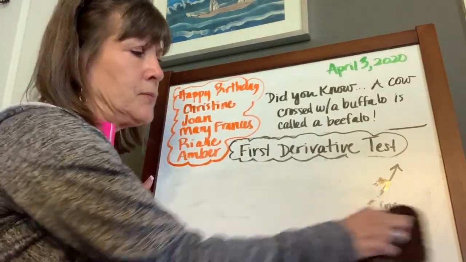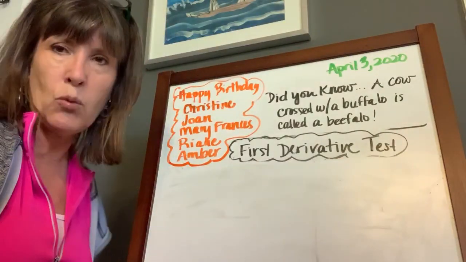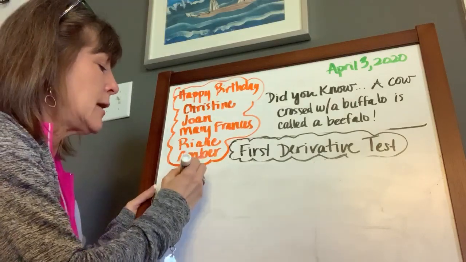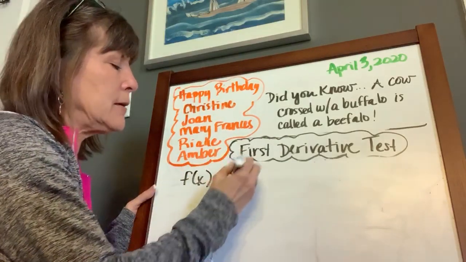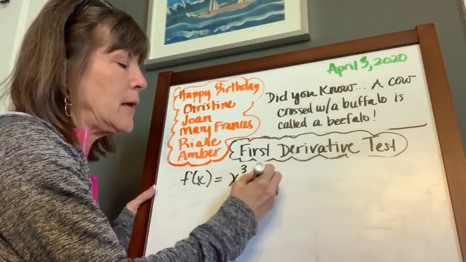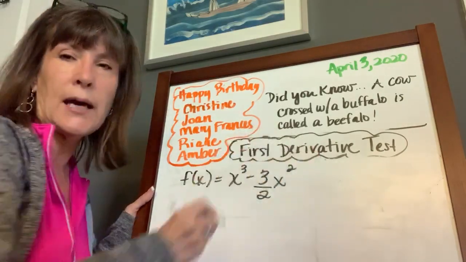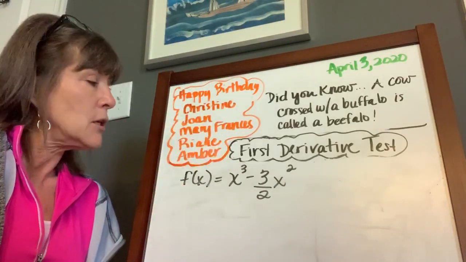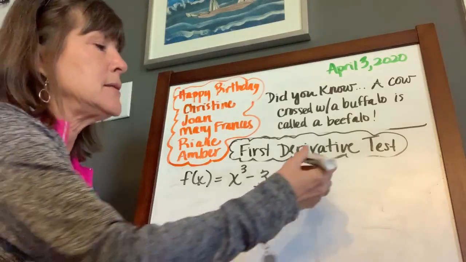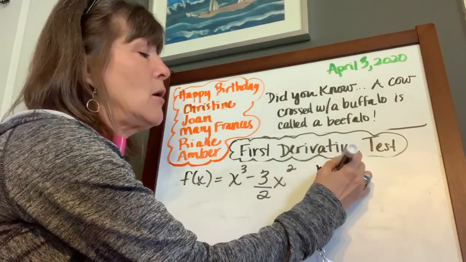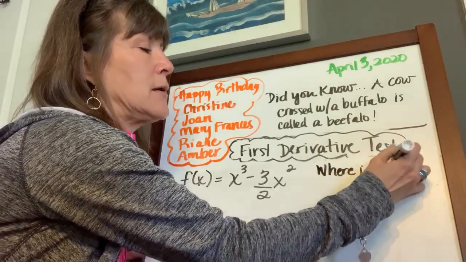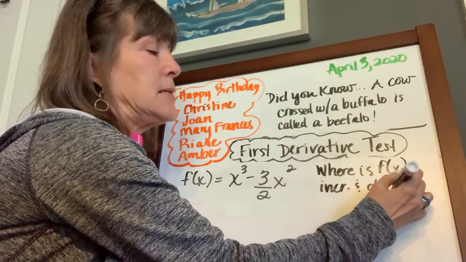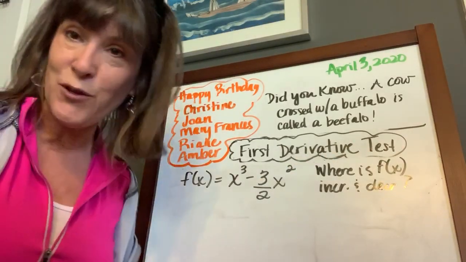I'm not going to do any real-world applications yet, but if you want a real-world application like a word problem, we'll do that. Right now, we're just going to take a function and answer some questions about it, see what we can determine about this function using calculus. All right, here's our function. It's a cubic function, x cubed minus 3/2 x squared. And let's say the directions ask us to tell where f of x is increasing and decreasing. Basically, on what intervals is the function increasing and decreasing?